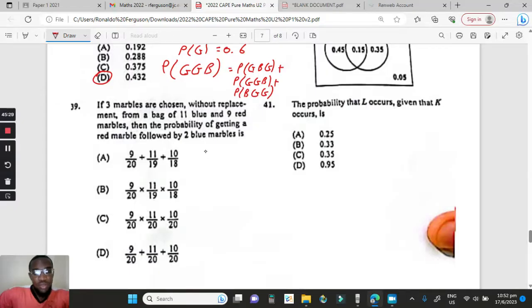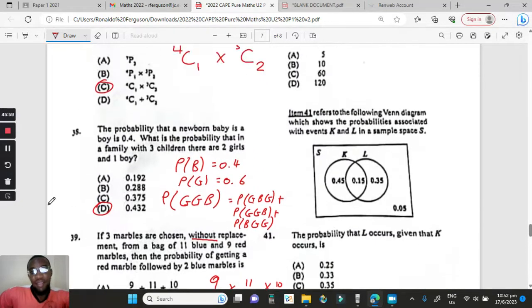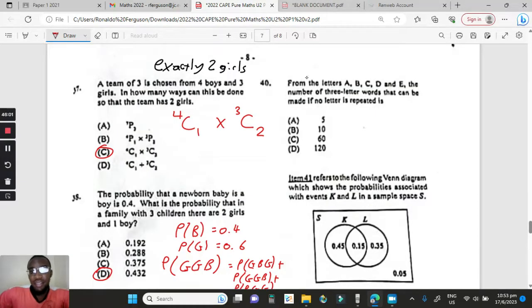If a marble is chosen without replacement, what is the probability of getting a red marble followed by 2 blue? So we need to get a red then 2 blue, without replacement. There are 9 red to choose from, so it's 9 red out of 20, times, once we get a red, 11 blue out of 19, and if we take a blue, 10 blue remain out of 18. That's all we're looking for: 9 over 20, 11 over 19, 10 over 18, B. So much probability here. This one is a repeat, the one with the number of 3-letter words, and I remember it was 60.